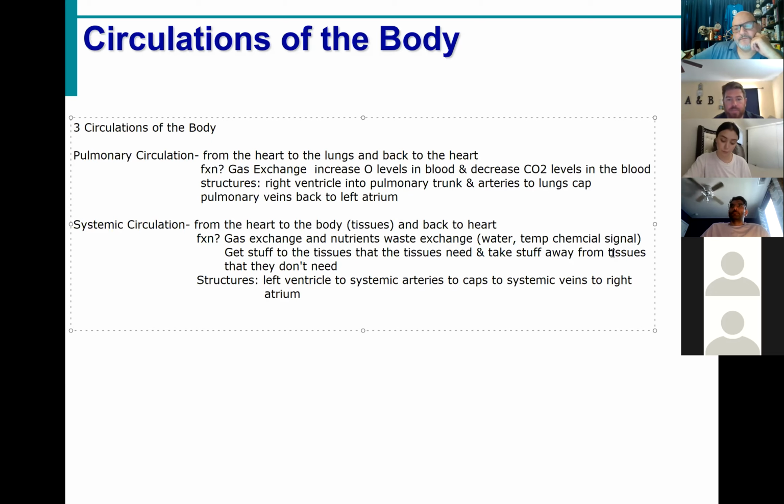Questions on that one? So then what's left? How are there three circulations? What is the third circulation? Coronary. There we go.